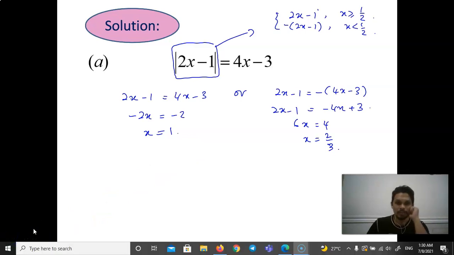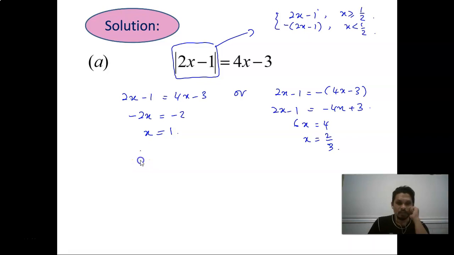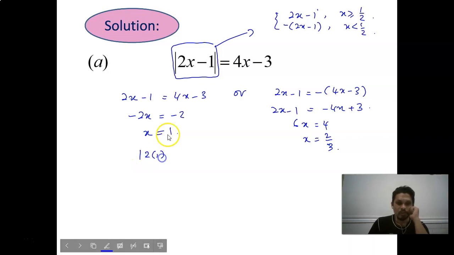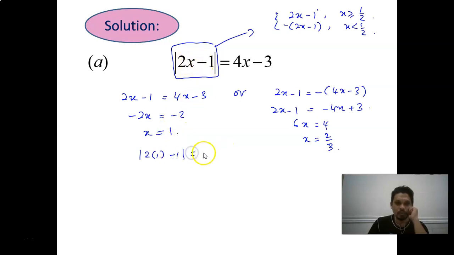To see whether these two values of x satisfy the equation, let's try. Modulus of 2 times 1, x equal to 1, 2 times 1 minus 1, equal to 4 times 1 minus 3. 2 times 1 equal to 2, 2 minus 1 equal to 1, equal to 4 minus 3 equal to 1. Yes, that's it.